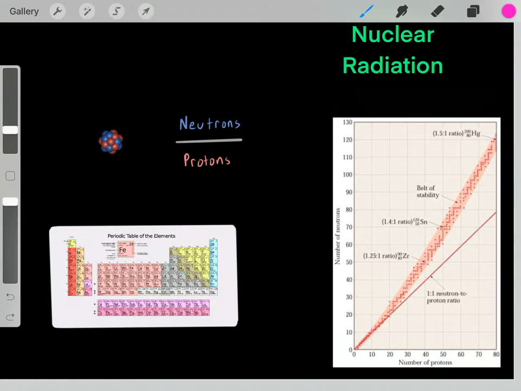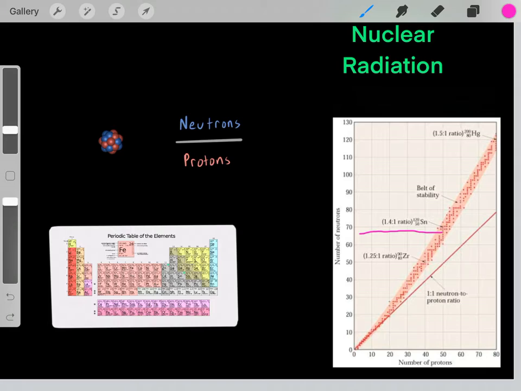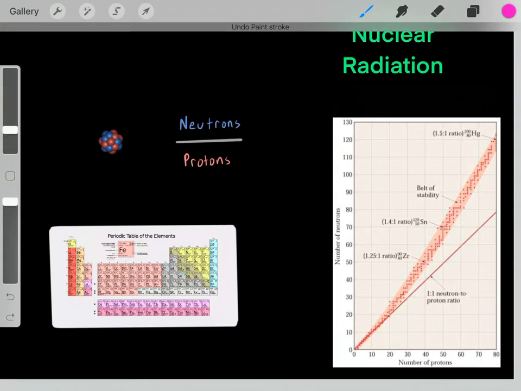And let's do another example. Maybe tin has 50 protons. So if an atom has 50 protons, we can see that it should have roughly, it looks like 67 neutrons to have a stable ratio. So we see that the optimal ratio depends on how many protons we have.